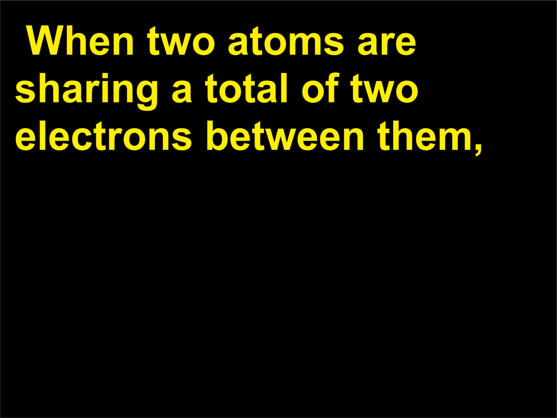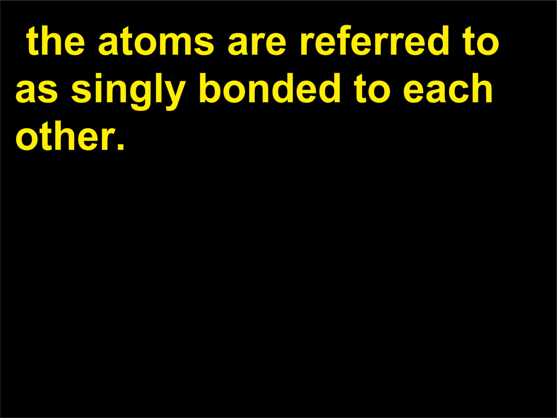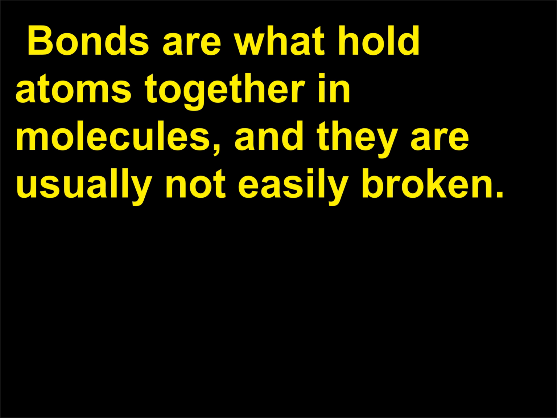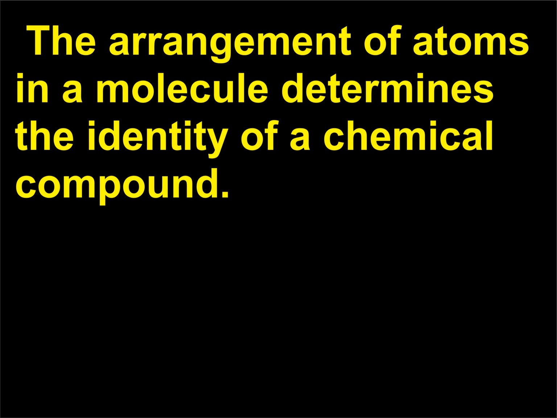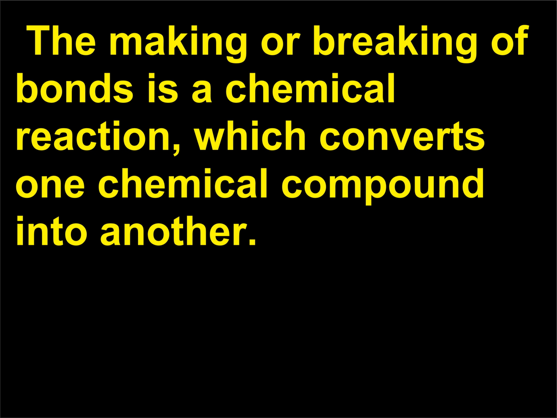When 2 atoms are sharing a total of 2 electrons between them, the atoms are referred to as singly bonded to each other. Bonds are what hold atoms together in molecules, and they are usually not easily broken. The arrangement of atoms in a molecule determines the identity of a chemical compound. The making or breaking of bonds is a chemical reaction, which converts one chemical compound into another.